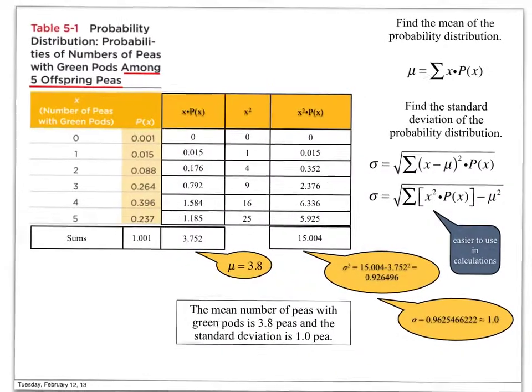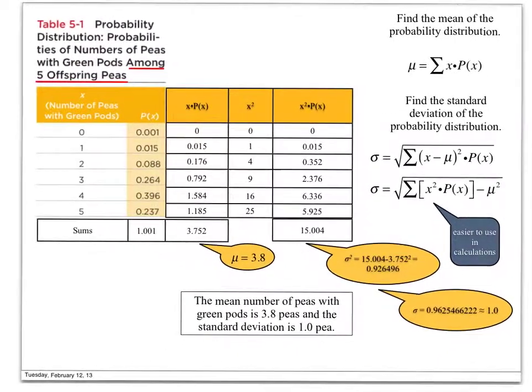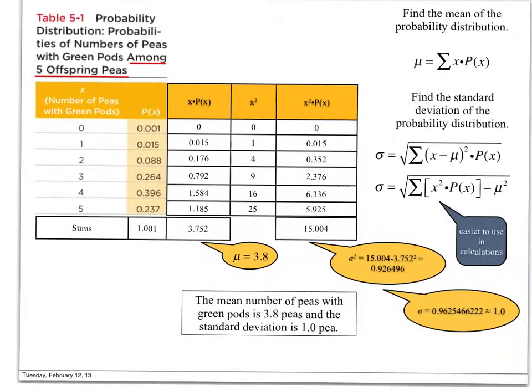Okay, probability distribution table. Again, you can find the mean of the probability distribution. I know there's a lot on this slide. We'll just go through it a little bit. To find the mean of a probability distribution, this is symbolically what you do, but let me show you actually what you do. To find the mean, all you have to do is take each individual x value, multiply it times its probability value, and then add all those products together.